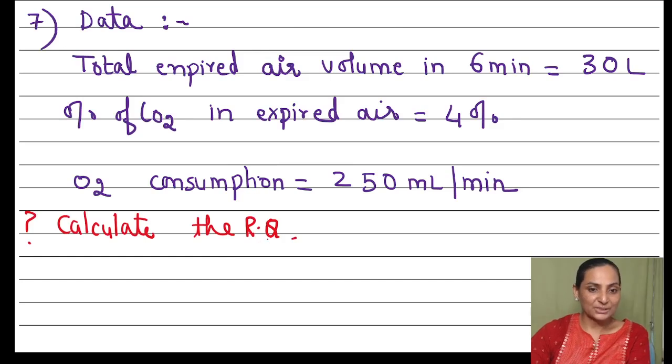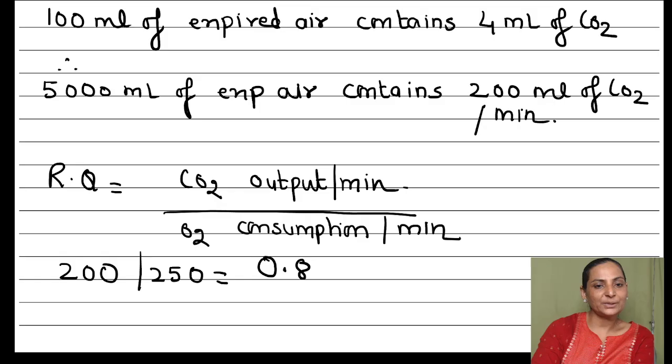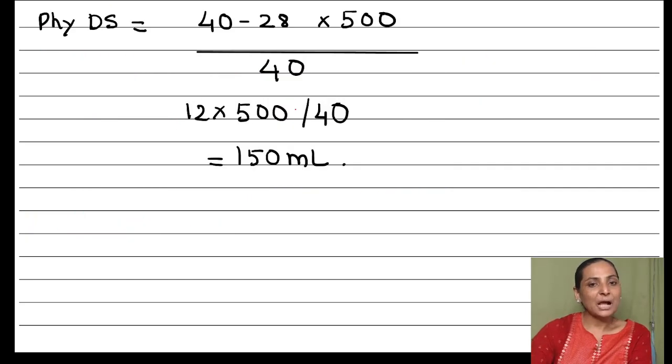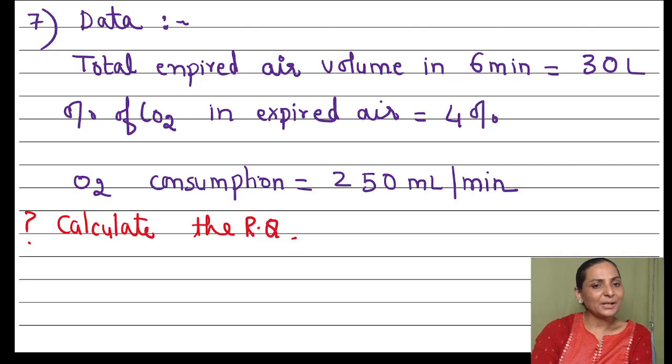Calculate respiratory quotient. RQ is respiratory quotient. Data given is oxygen consumption, that is 250 ml per minute. Total expired air in 6 minutes is 30 liters. Percent fraction of carbon dioxide in the expired air is 4%. A bit tilted question. Sometimes you may be given only oxygen consumption and carbon dioxide output, so that you can just put in the formula. Respiratory quotient is equal to carbon dioxide output per minute divided by oxygen consumption per minute. But here the carbon dioxide expired per minute is not directly given. So here you are supposed to calculate this, and therefore it becomes a bit difficult.